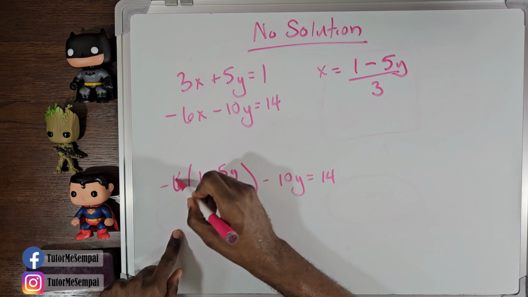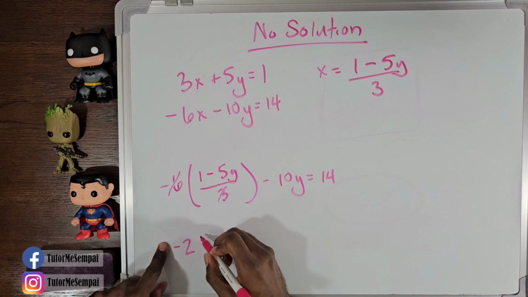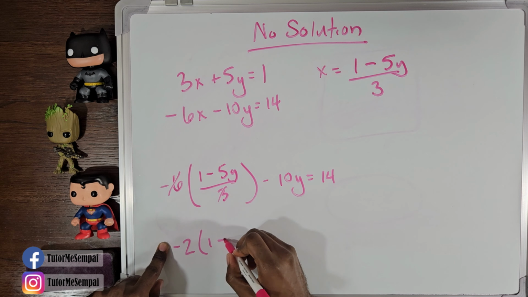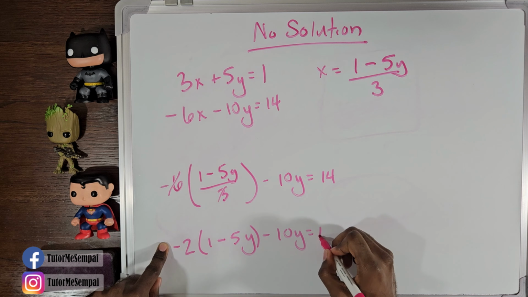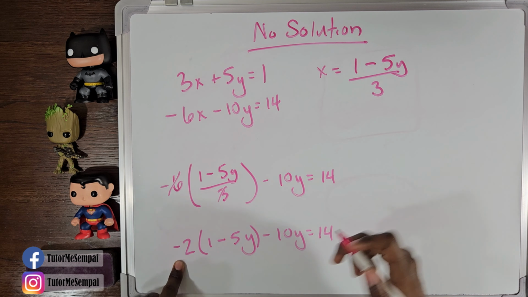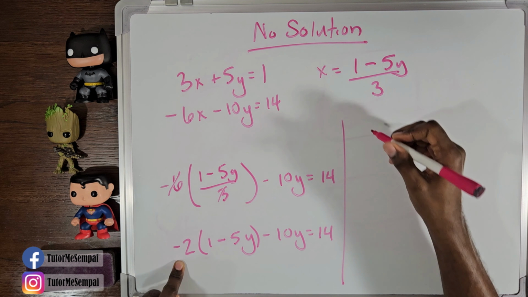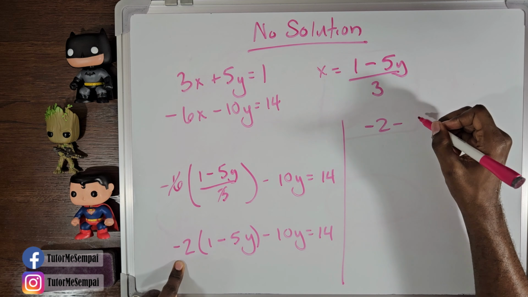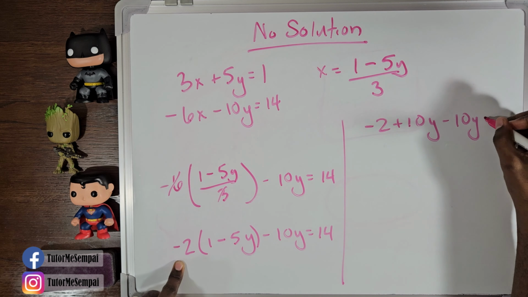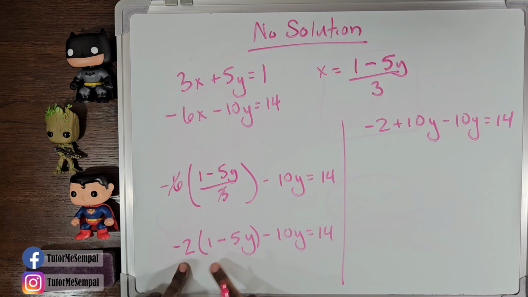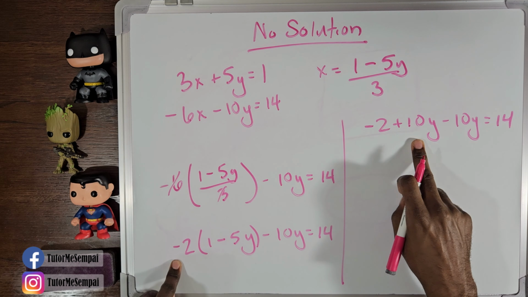Now, I'm going to simplify that. That's going to be a negative 2 times (1 minus 5y) minus 10y equals 14. I'm going to distribute the negative 2, so we're going to have negative 2 plus 10y minus 10y equals 14. Distribute the negative 2, so make sure you're flipping your signs as needed. That's negative 2 times positive 1, negative 2. Negative 2 times negative 5, plus 10.